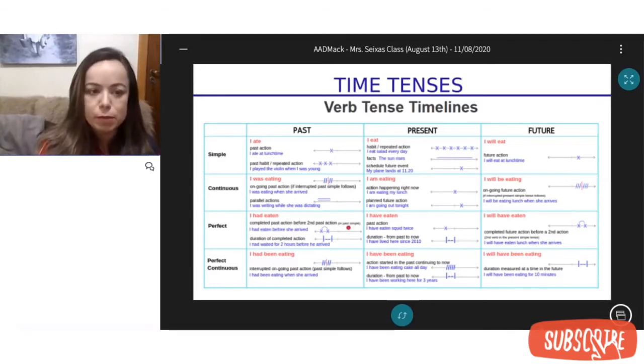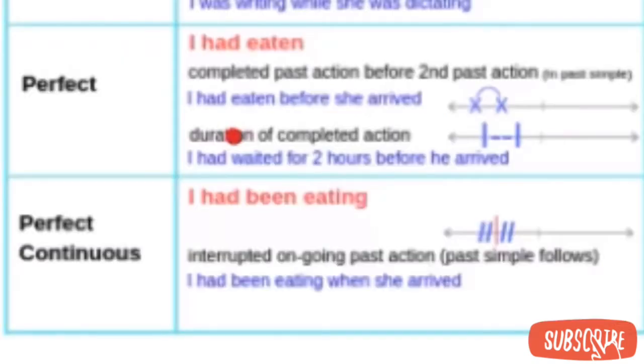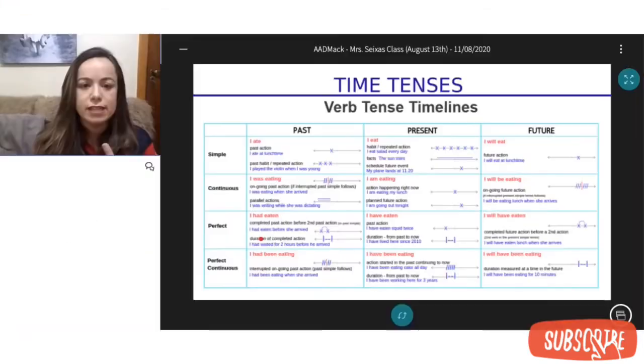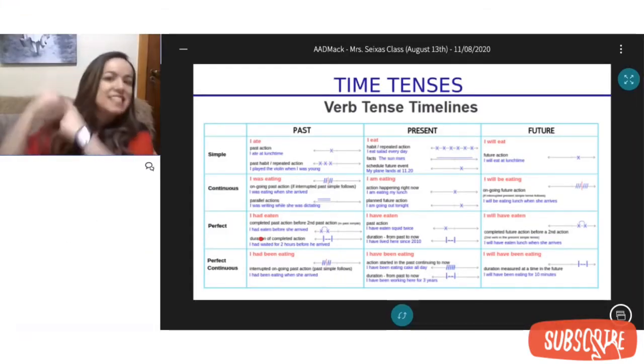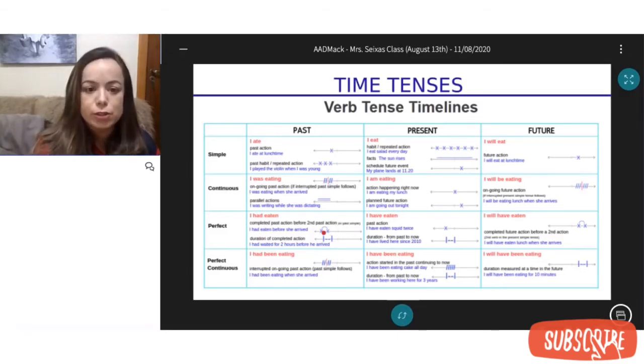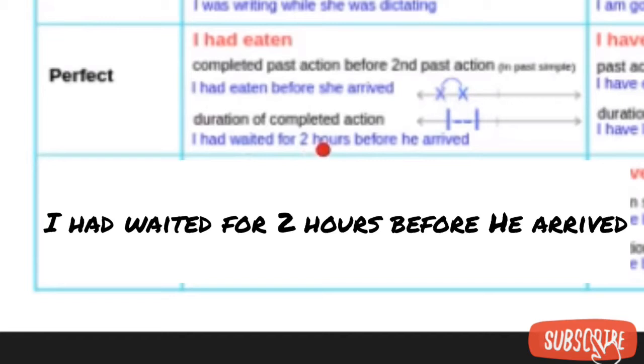Usually in the past simple, see? So we are going to say, I had eaten before she arrived. The first action is I had eaten, but there was another action in the past. She arrived. Both are in the past, but the past perfect is the action that happened before the other one in the past. I had waited for 2 hours before he arrived.